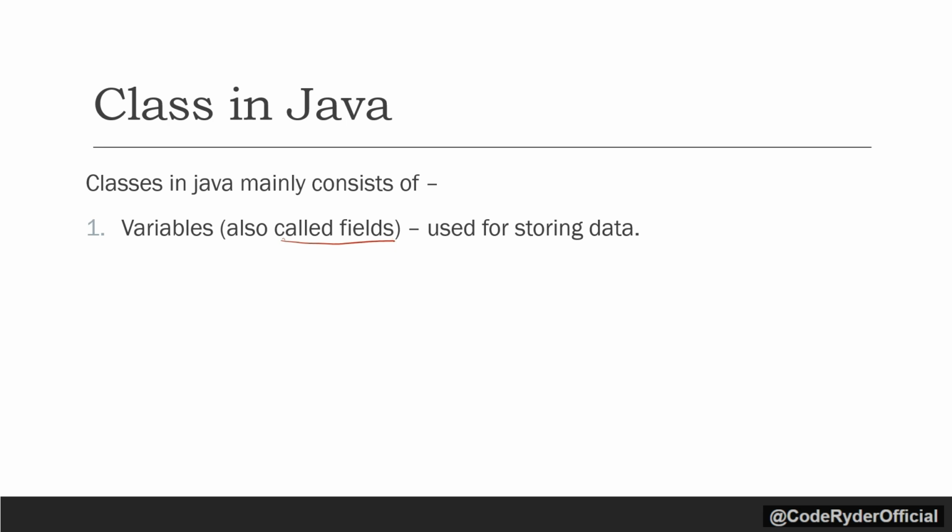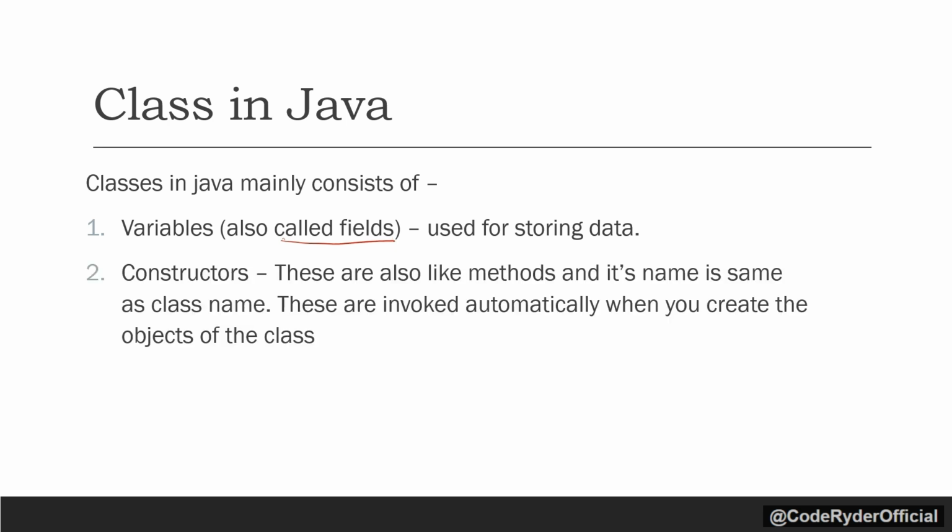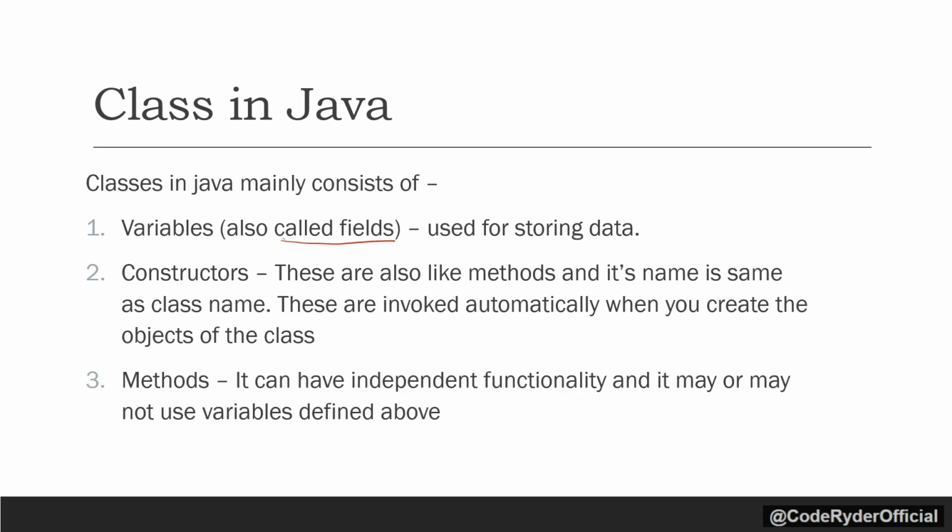This is where we store the data, and then come the constructors. Constructors are also like methods or functions, but the name of the constructor is the same as the class name, and these are invoked automatically when you create the objects of the class. This will be clearer as we go through the video. And next come methods. Methods can have independent functionality, and may or may not use variables which are defined above. Let's see how the structure of a class looks.